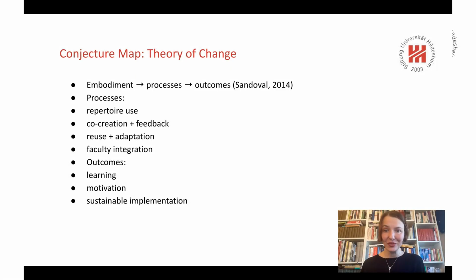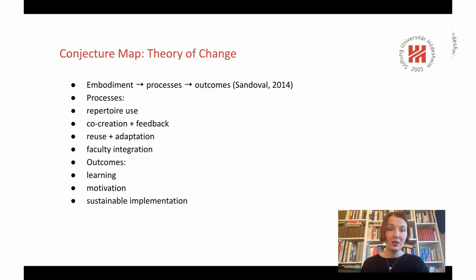The conjecture map that you can find in the full paper makes this theory of change explicit. Design embodiment is expected to generate specific mediating processes. These include the use of full linguistic repertoires and multimodal repertoires, collaborative resource development, peer feedback, and the reuse and adaptation of materials. A critical element is the integration of student-generated artifacts into regular coursework by faculty, by teacher educators.